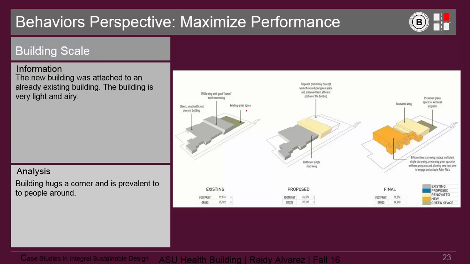So what do we got here? Existing green space. I talked about that before. 1950s wing with good bones. Oldest, most inefficient piece of the building. Proposed preliminary concept which has reduced green space and preserved. Okay. These are different concepts, I guess. So here's some good, right? So this is good. So they've got some interesting.